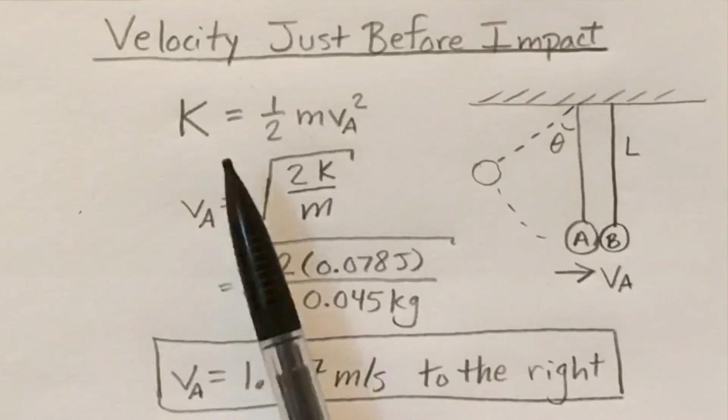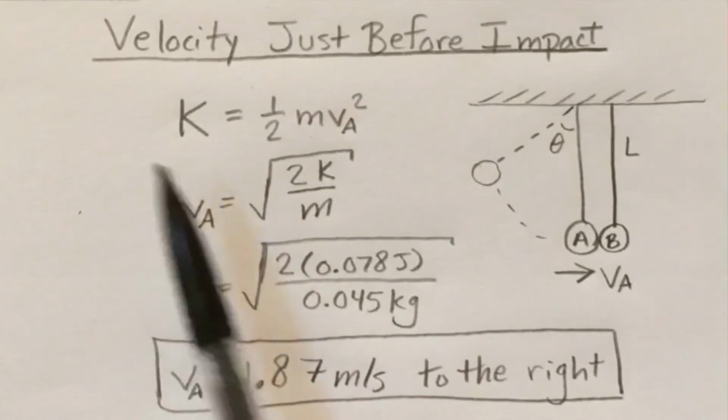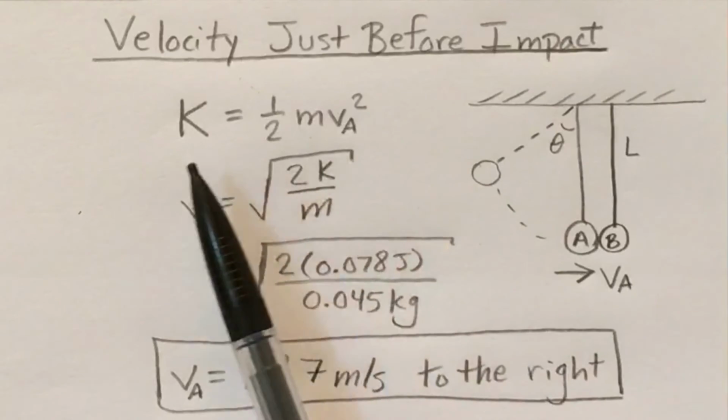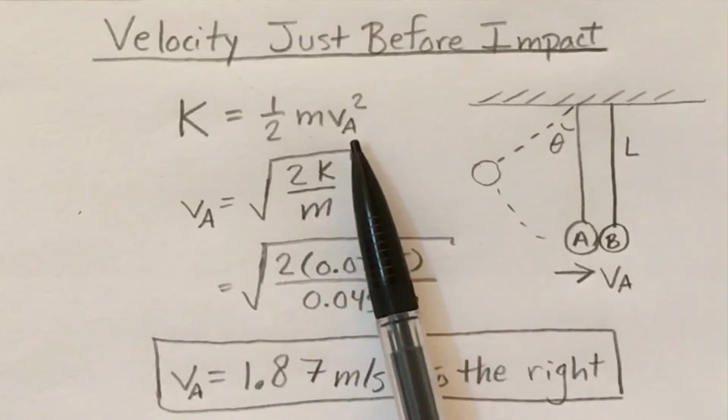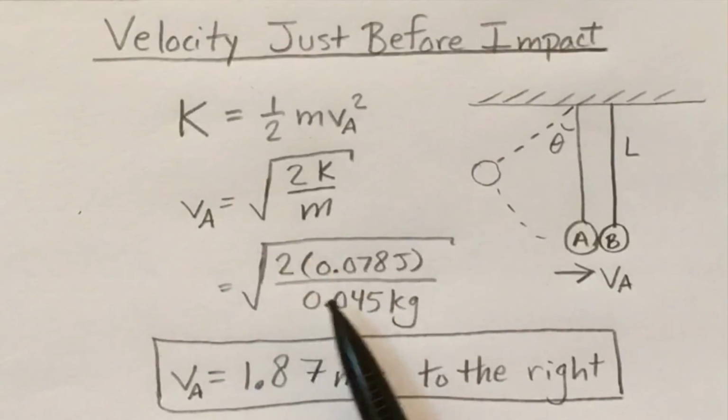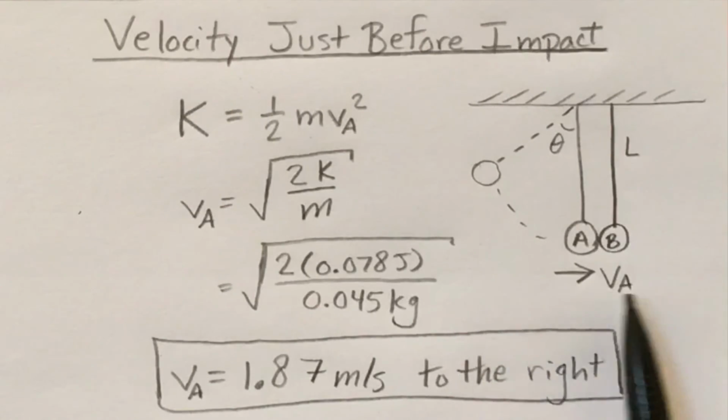Now that we know the kinetic energy of ball A just before impact, we can find its velocity. Using the definition of kinetic energy, we can solve for v_A and plug in the values we found to find that the velocity of ball A just before impact is 1.87 meters per second and the direction is to the right.